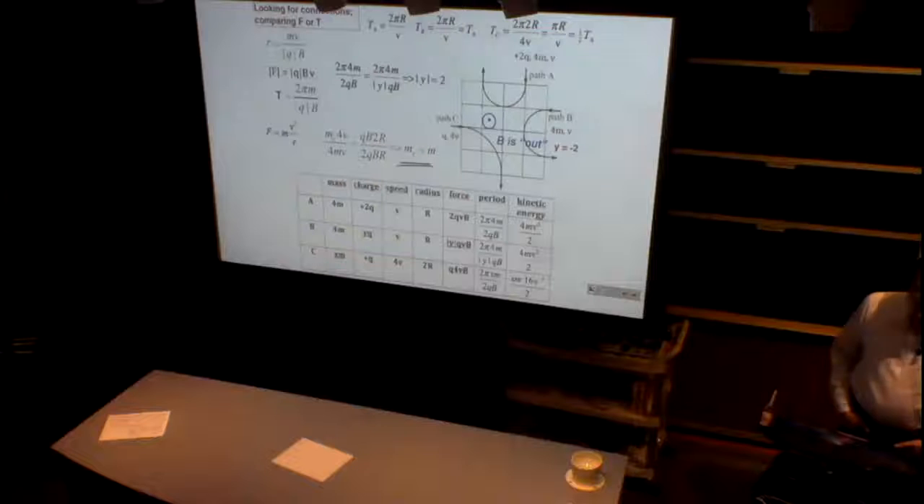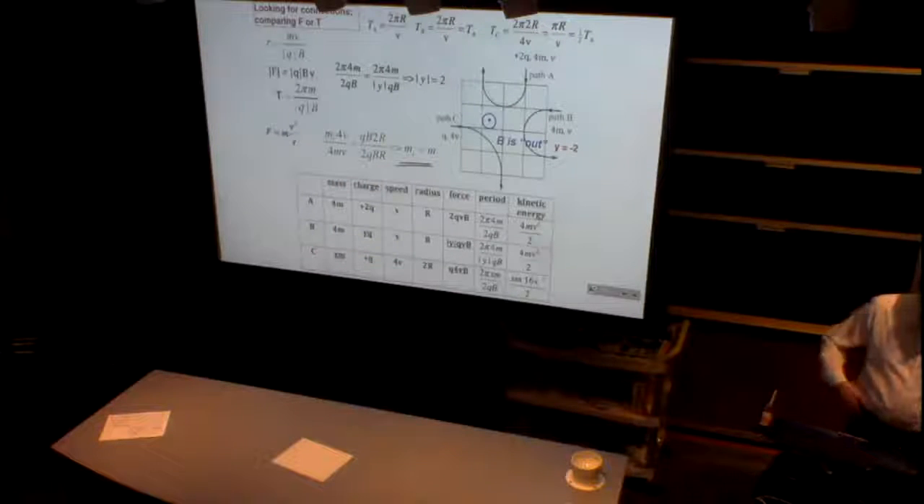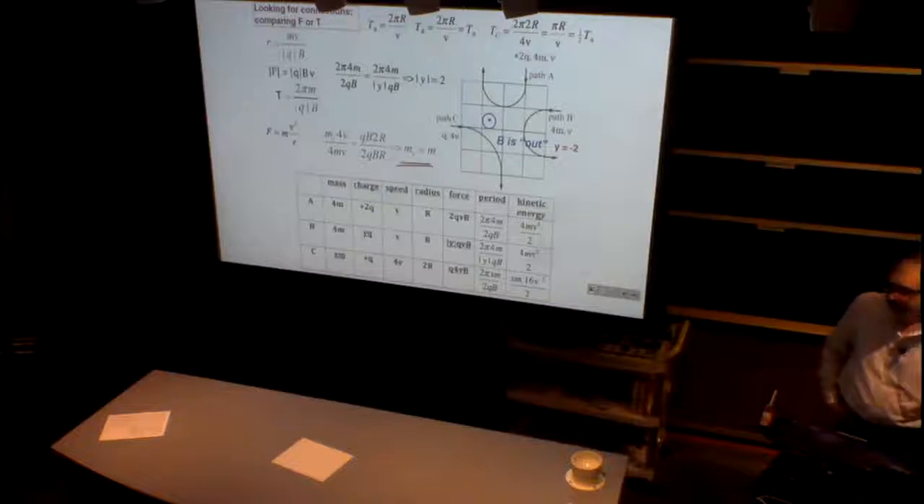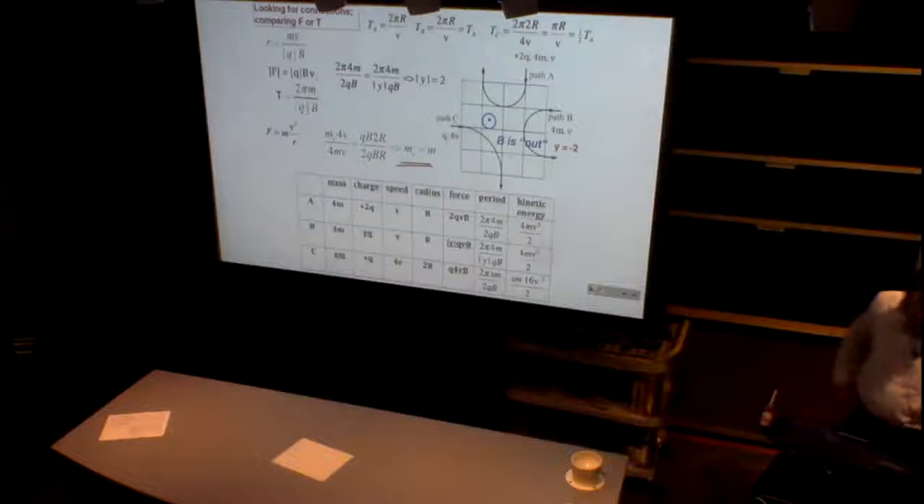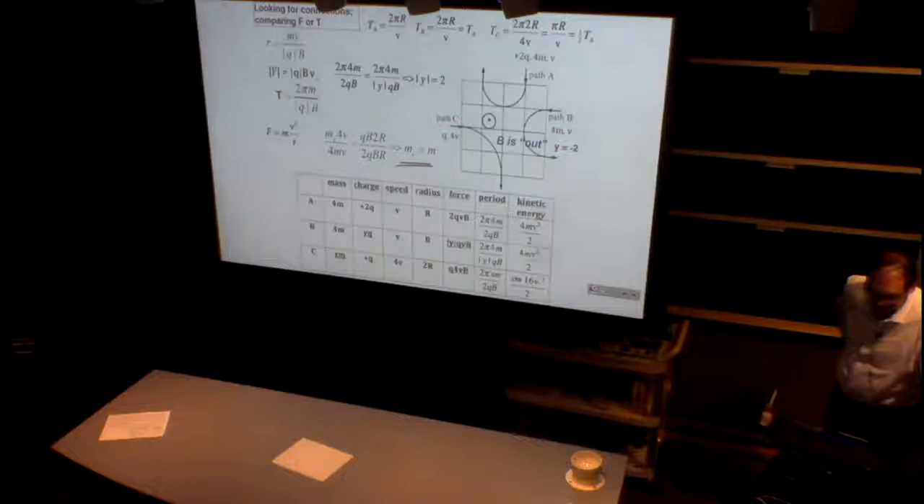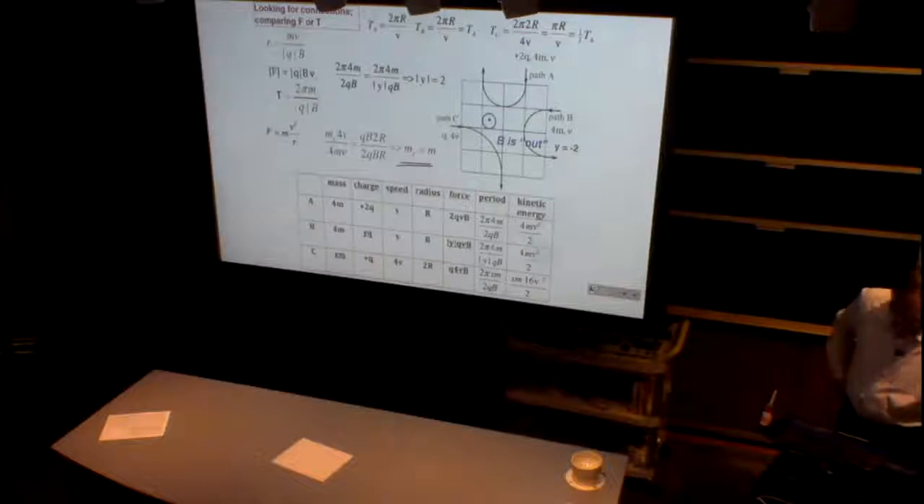And of course, you can repeat the same type of reasoning for anything you may need to do: kinetic energy, acceleration. Everything is based on exactly the same strategy: Newton's law, centripetal acceleration, Lorentz force. That's it. Any questions?